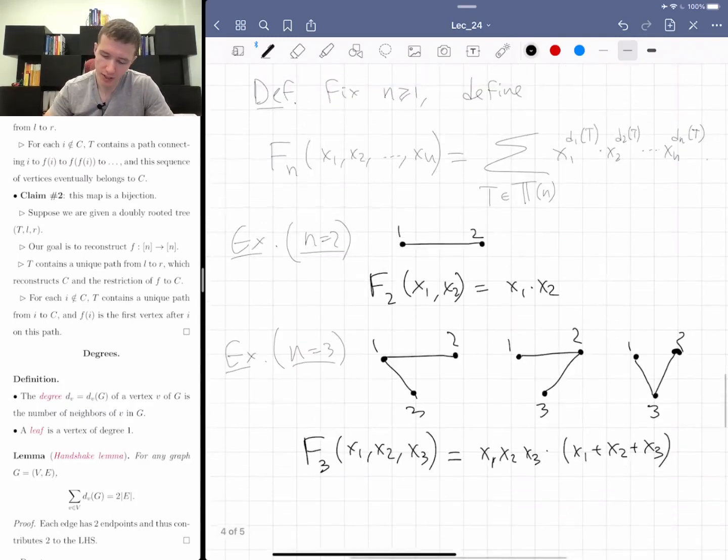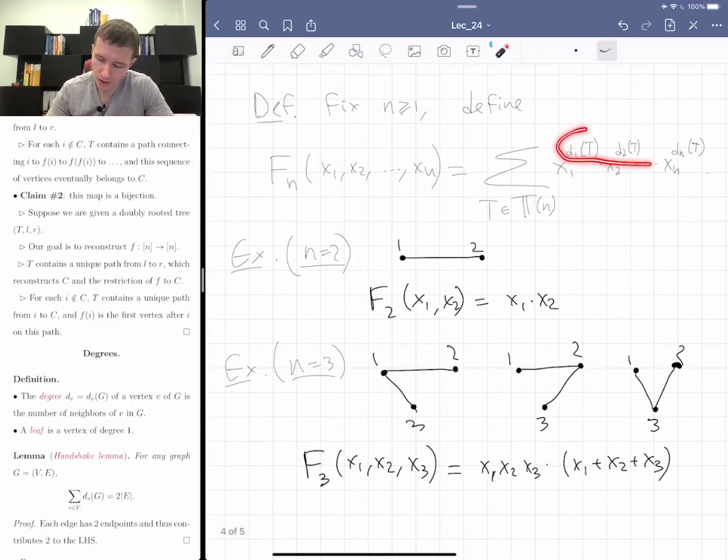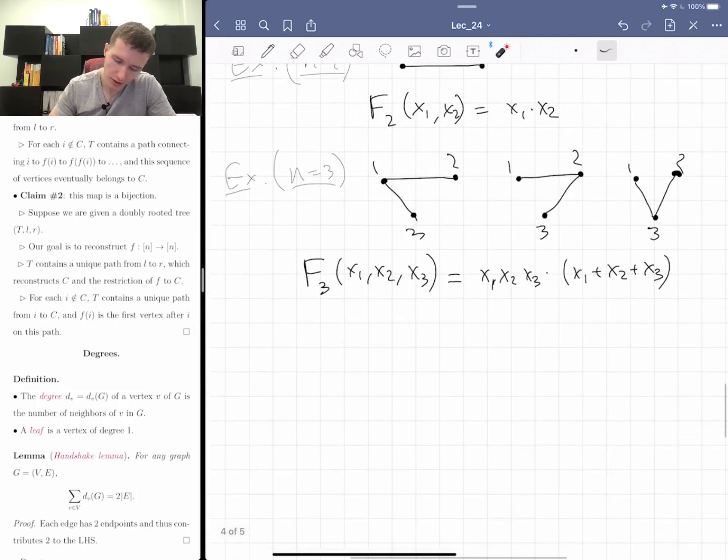Which, by the way, is a homogeneous polynomial. The total degree of all variables is always... so this guy is of degree 4, for example. Wait, hold on, it's 2n minus 2. The number of edges is n minus 1, so you multiply it by 2 and you get the total degree of all variables. But okay, let's see if I can do another one. n equals 4.